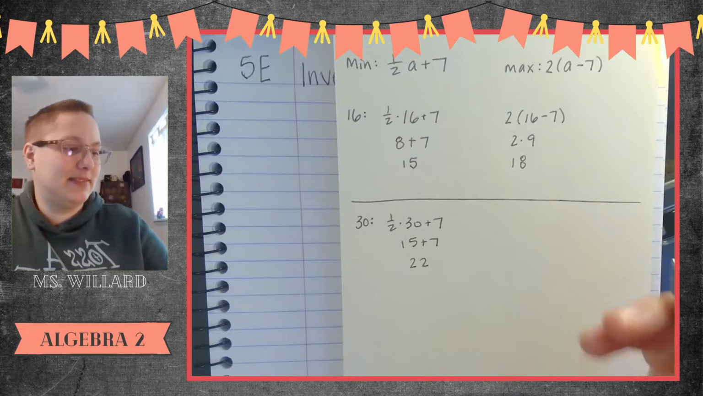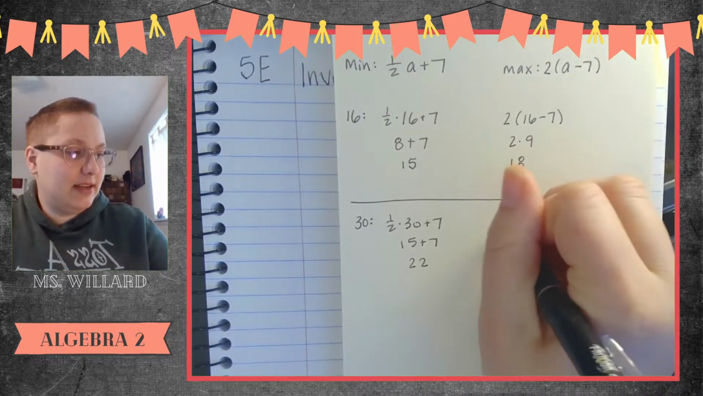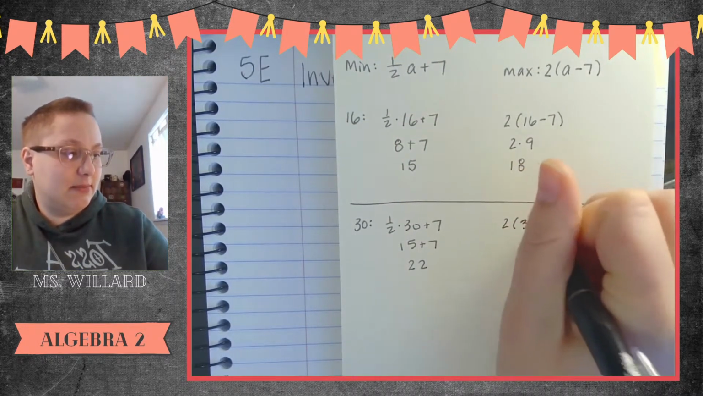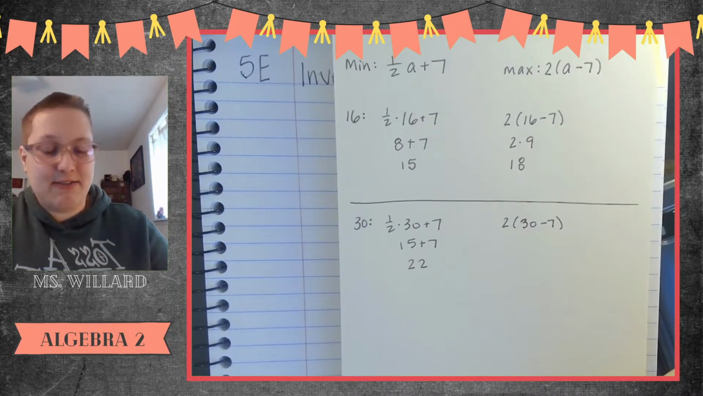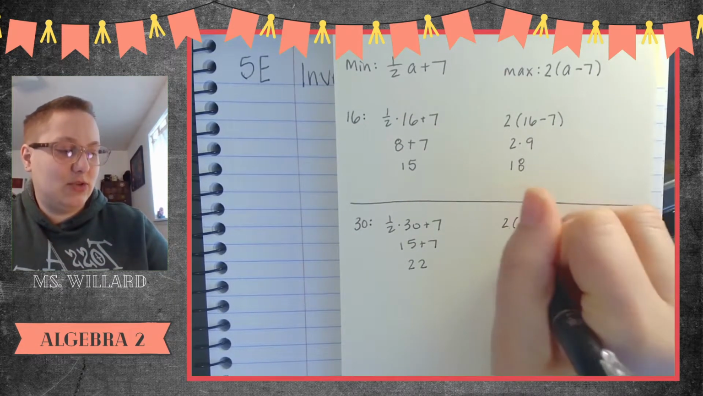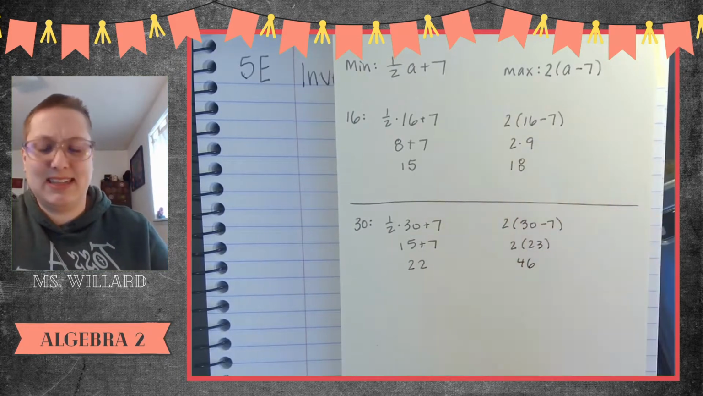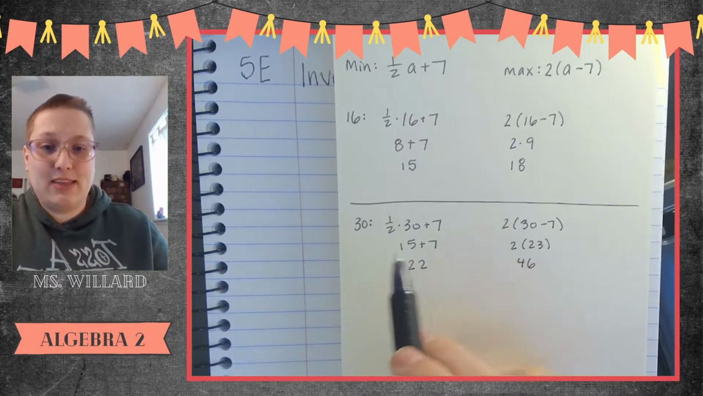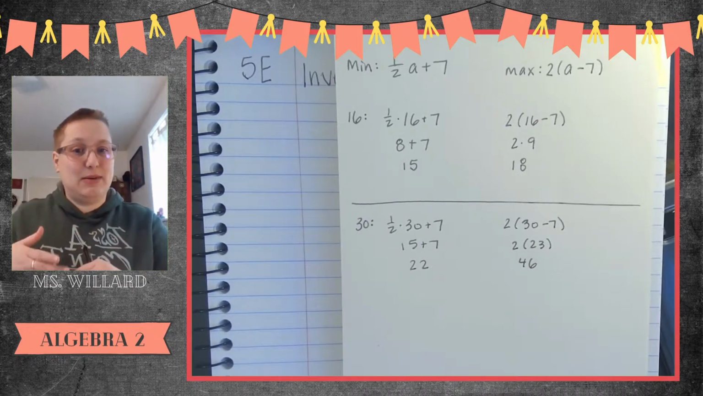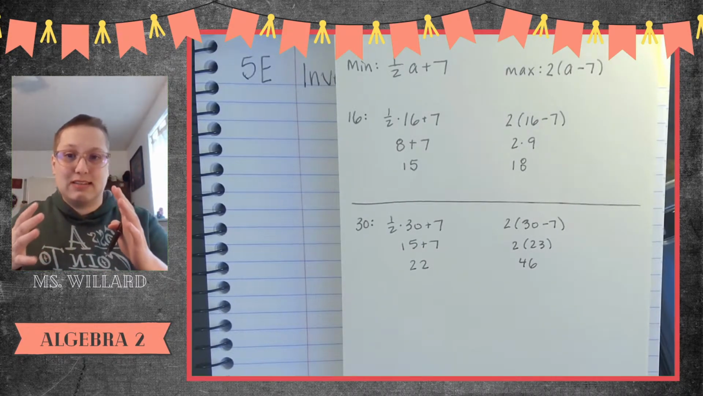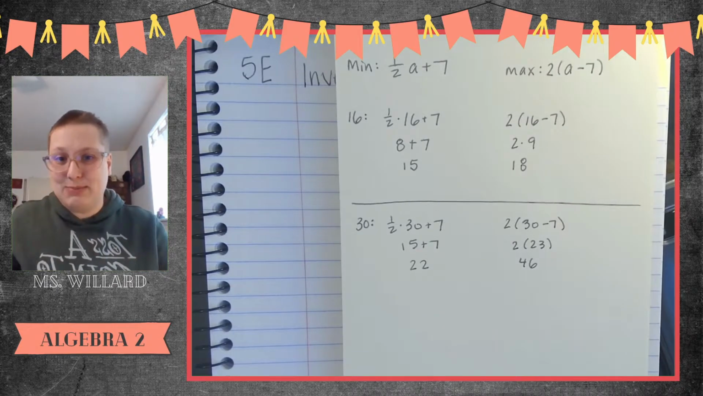You know? Okay, and then what's the other way? 2 times 30 minus 7. Well, 30 minus 7 is 23. So that is 46. Oh, that's also too old for me. So a 30-year-old could technically date somebody that's 22 or 46. That is okay in my dad's book.